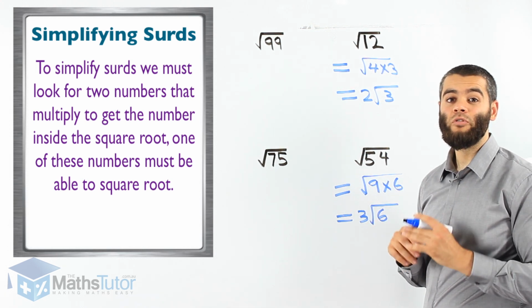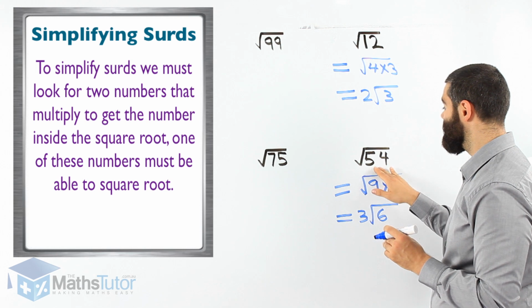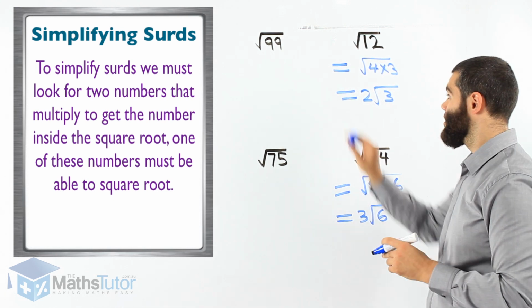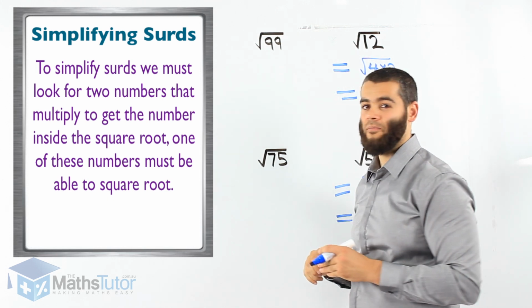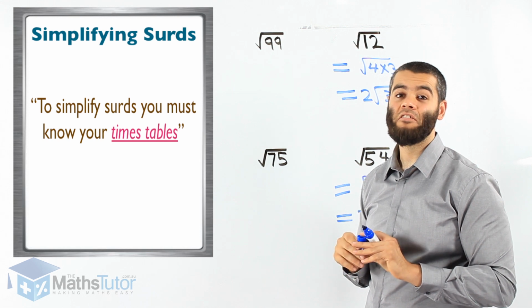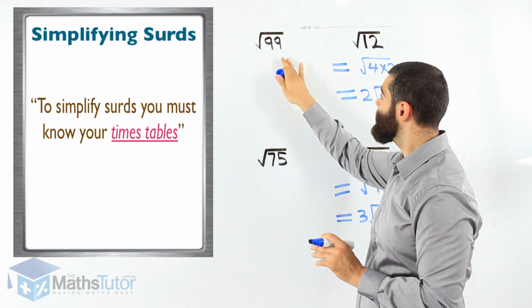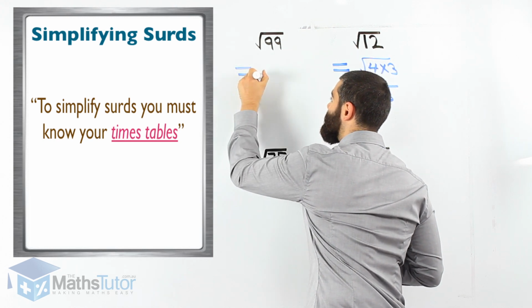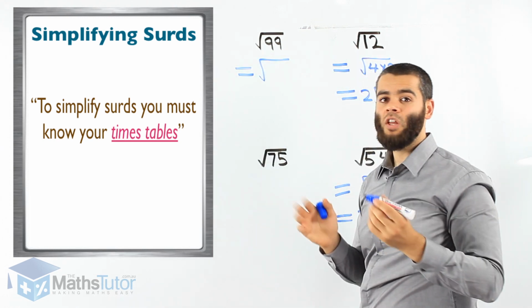So the rule: we look for two numbers that multiply to get 54, and one of them must be able to square root. The square root of 99. Think about it. The factors of 99, one of them must square root. What two numbers multiply to get 99 and one of them square roots? What do you think? Have you thought about it?